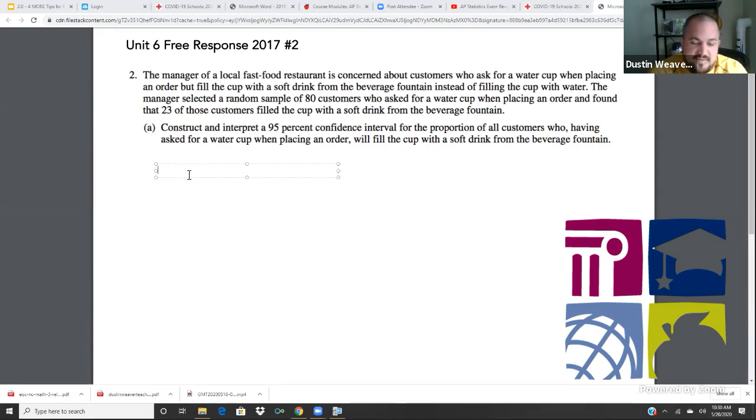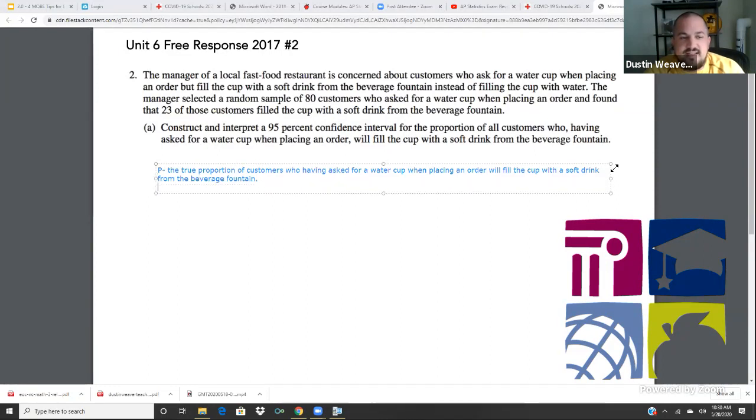So the parameter of interest was the true proportion of customers who, having asked for a water cup when placing an order, will fill the cup with a soft drink from the beverage fountain. And then P hat was 23 out of 80, which was 0.2875. All right, so our assumptions, first of all, random. We look in the problem, and it says the manager selected a random sample of 80 customers.